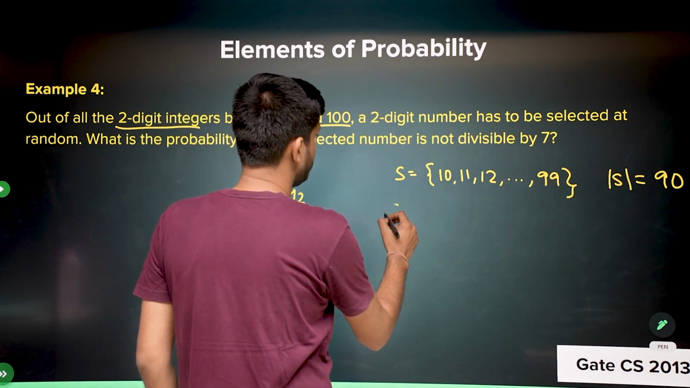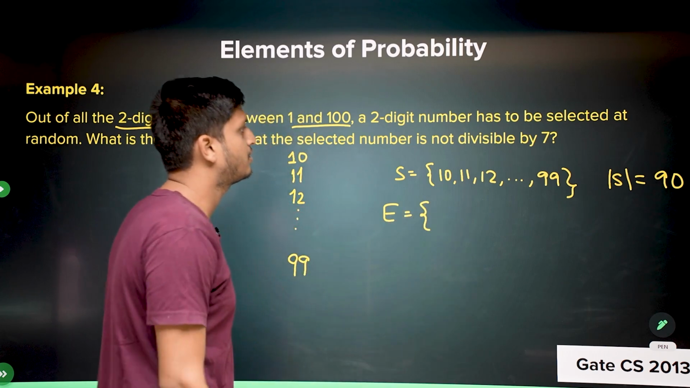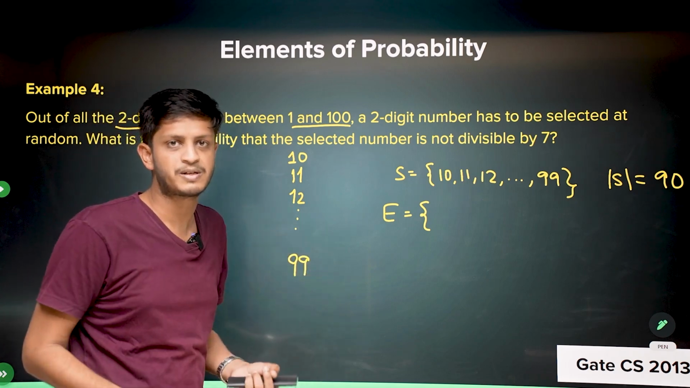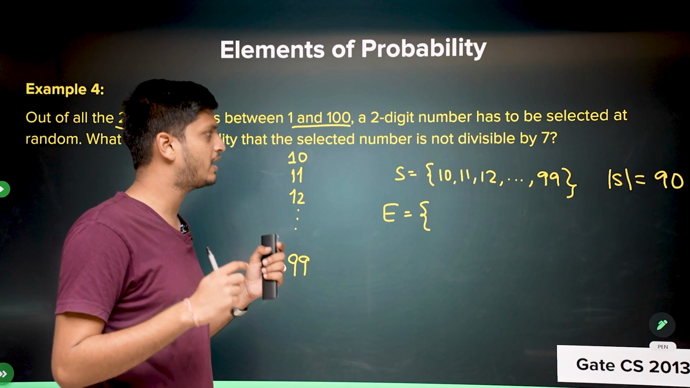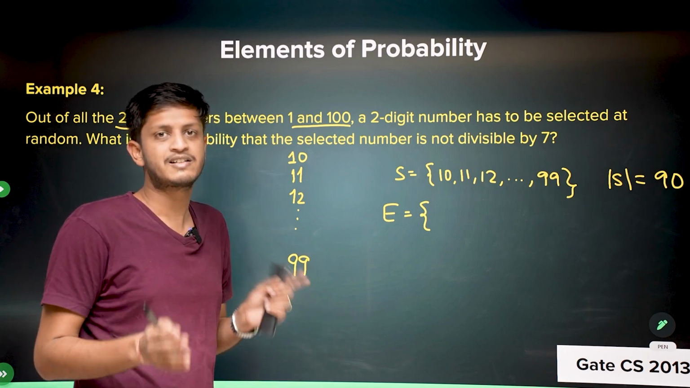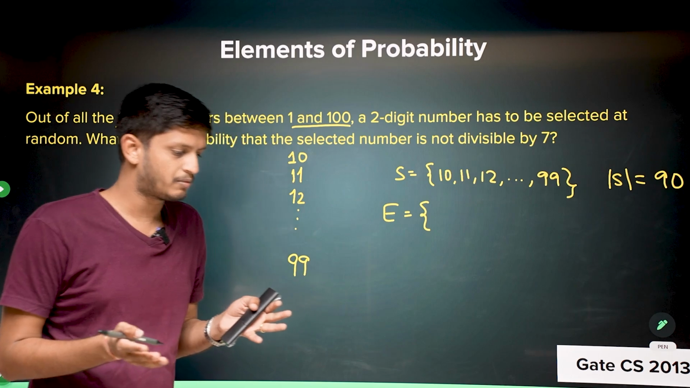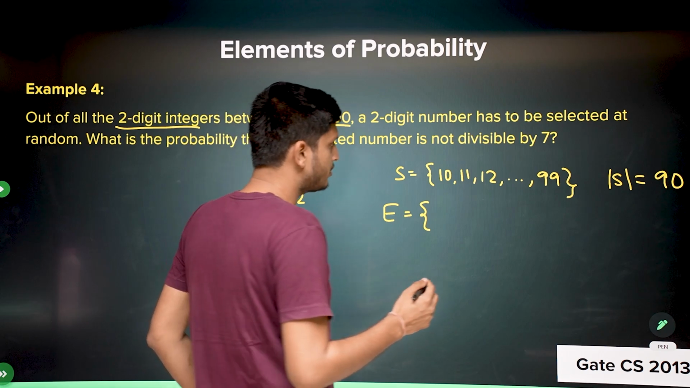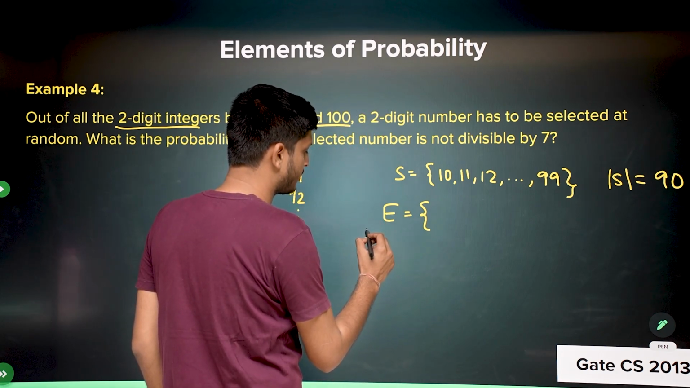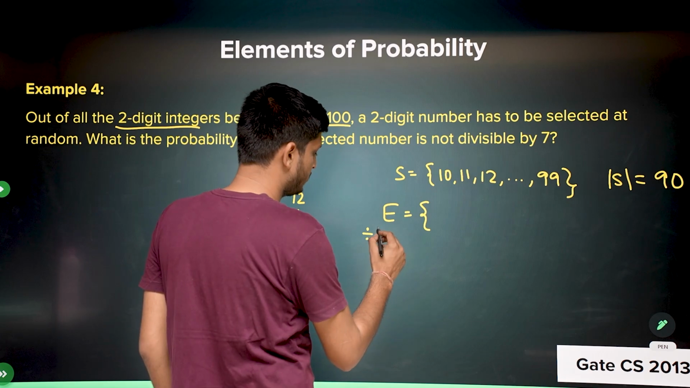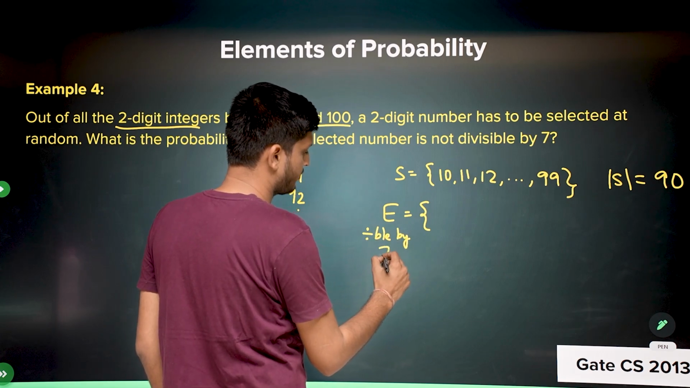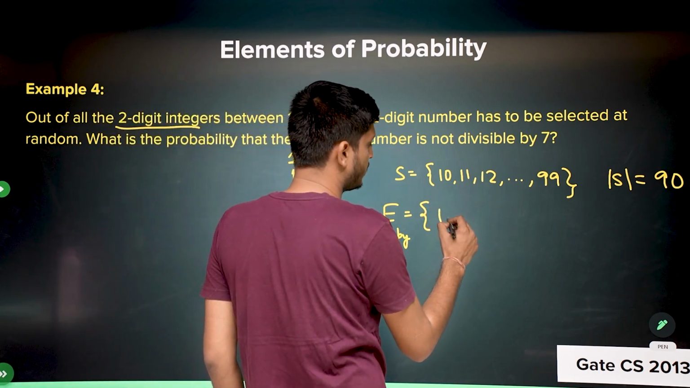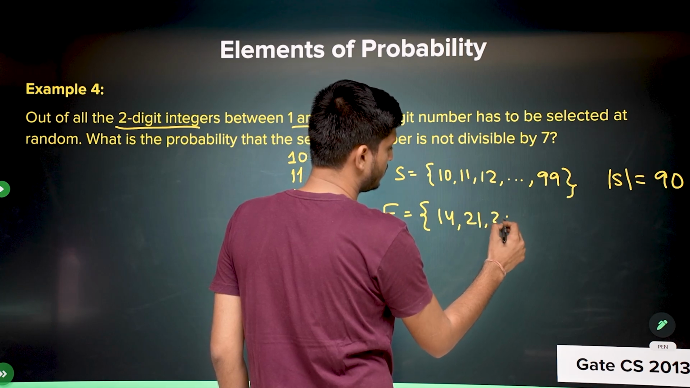And the event E is, so let's say we want to find the probability of getting a number which is not divisible by 7. So the better event to consider will be the event which is divisible by 7. That is the smaller event, right? So I'm calculating the probability of a smaller event because that's easier to calculate. So let's say the event E is the number will be divisible by 7. Then I will just take the complement. So how many numbers in this sample space are divisible by 7? 7 is not there. So 14, 21, 28 and so on.